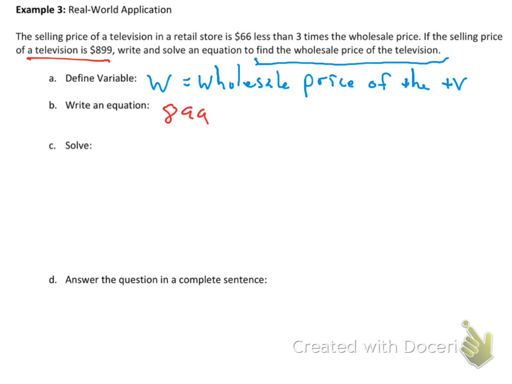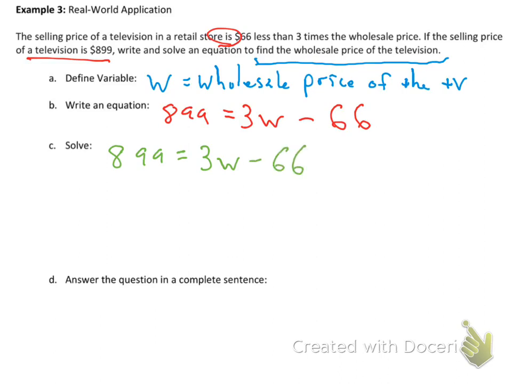And the selling price is, so we see that's going to be an equal sign, $66 less than 3 times the wholesale price. So I'm going to find 3 times the wholesale price, and then I got to find $66 less than that. So I got to subtract 66. So there's our equation, okay? And that's what I need to solve in the next step. So the sale price is 3 times the wholesale price minus 66.